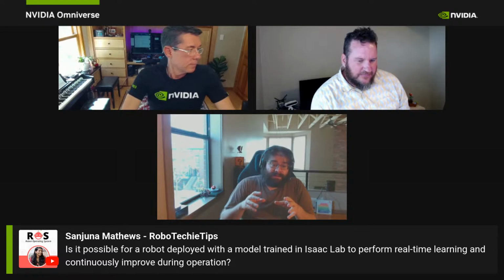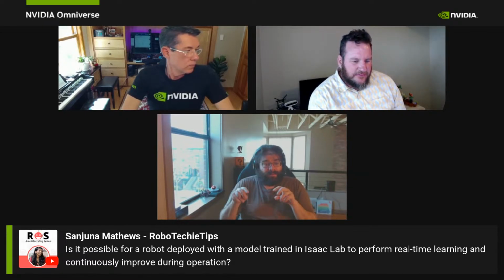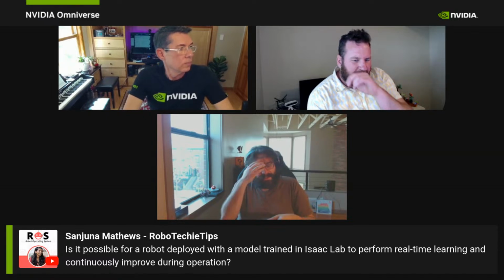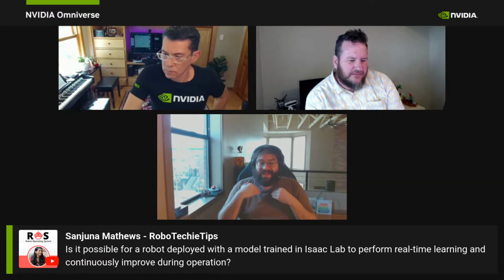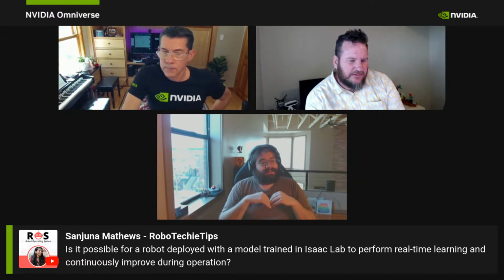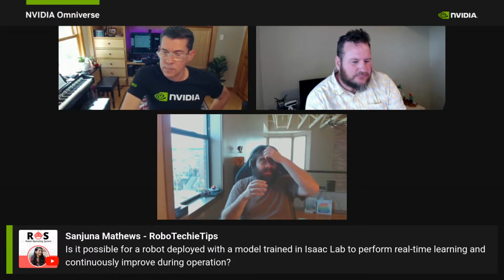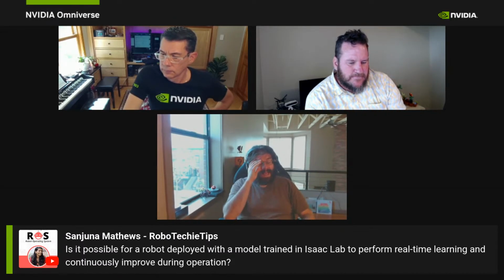It's absolutely possible for a model that is deployed or trained in Isaac Lab to perform real-time learning, but it depends on what you mean by real-time learning, right? If you're talking about real-time reinforcement learning, that's less likely because Isaac Lab, for example, assumes a direct interface with the environment, so you can get states and rewards and stuff. If you deploy a robot into the real world, you don't have that information.